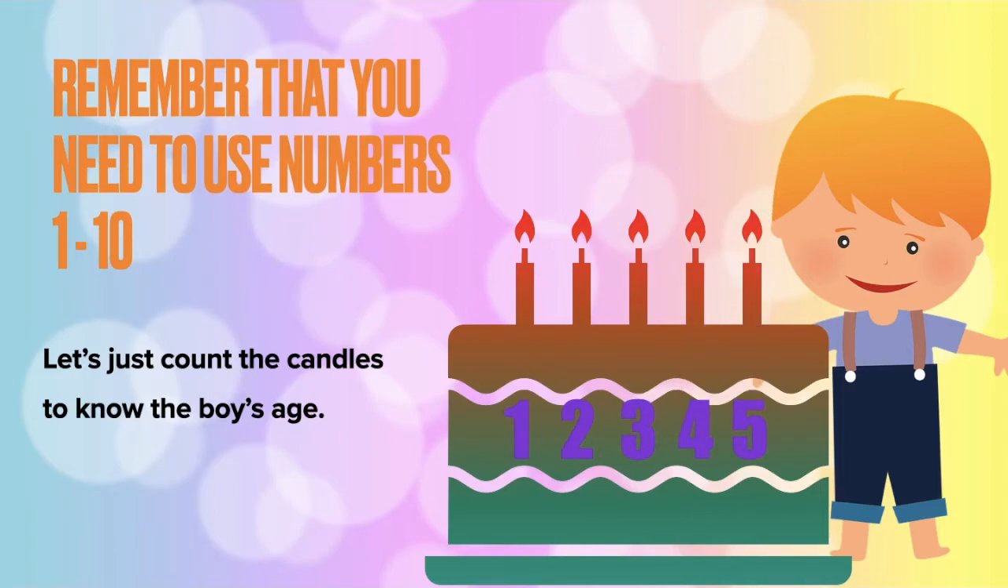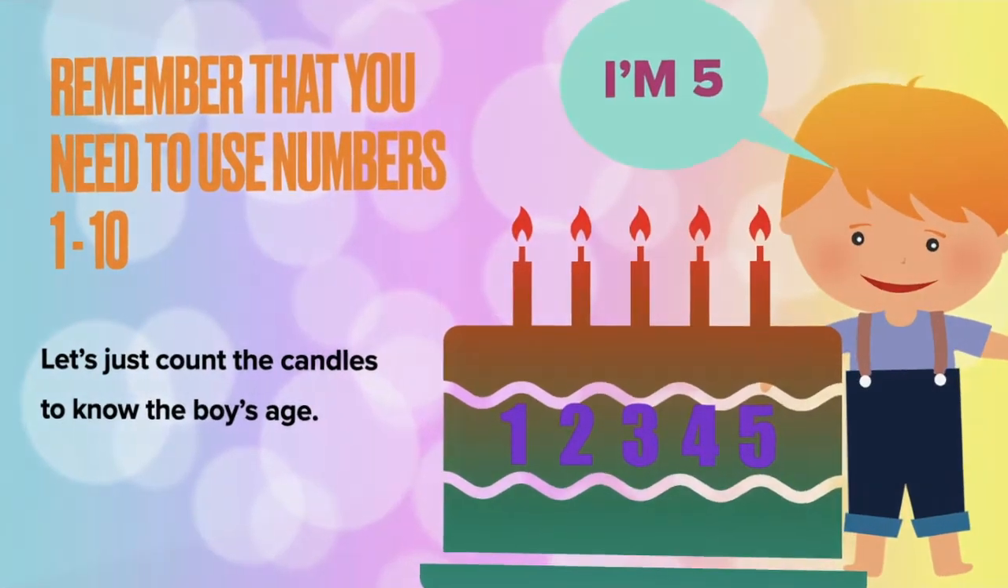So pay attention. The boy says, I'm 5. Did you notice he uses I'm before the number? Having that in mind, we are going to choose the correct answer.